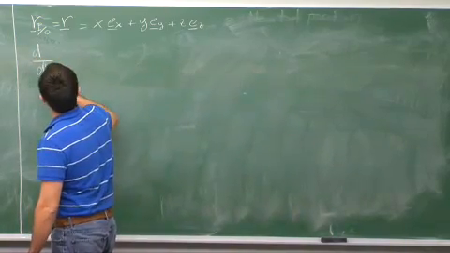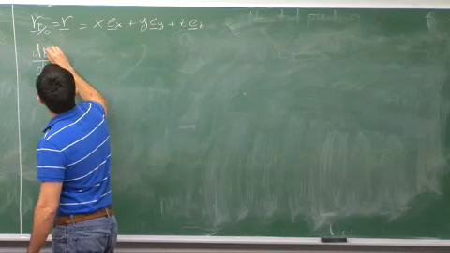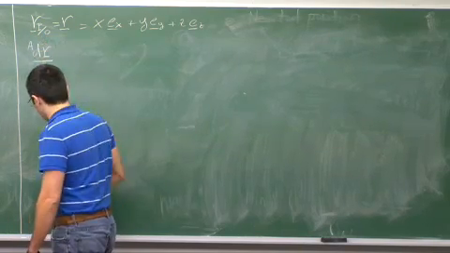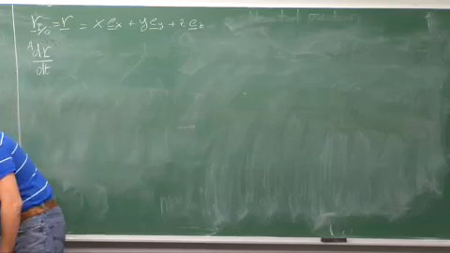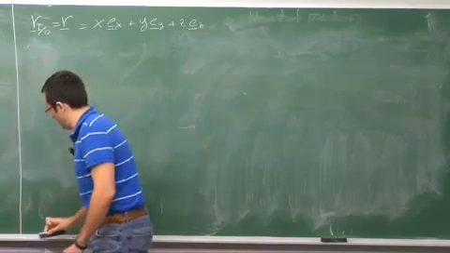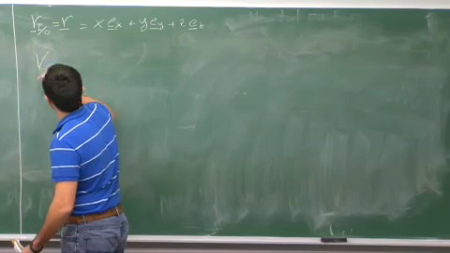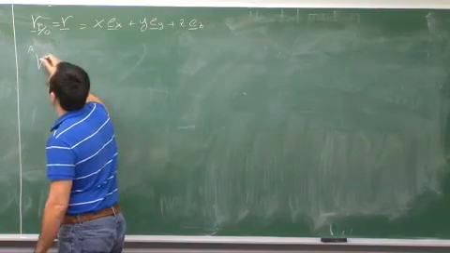OK, so d/dt of r in A is what I want to compute. Let me do it this way. OK, this is what I want. I want the velocity in A of P, of course.